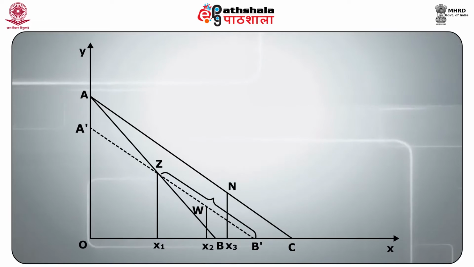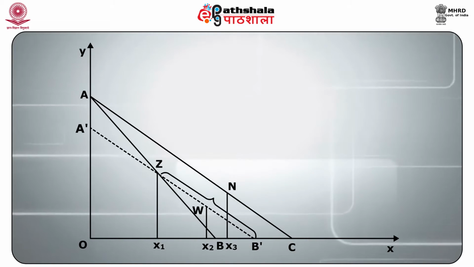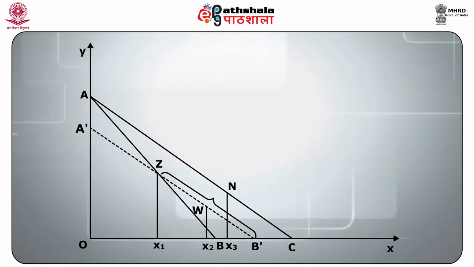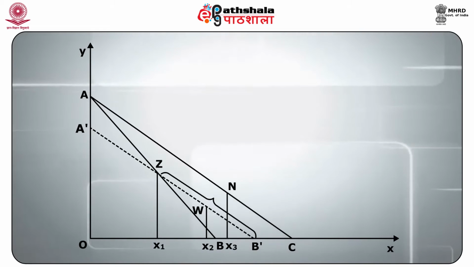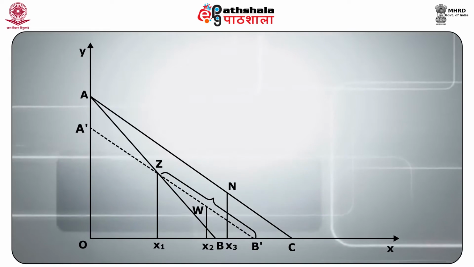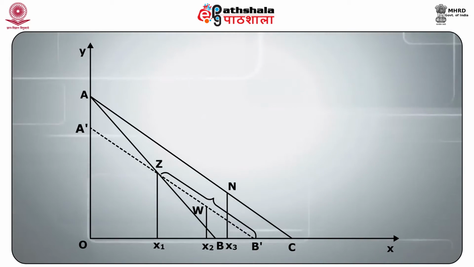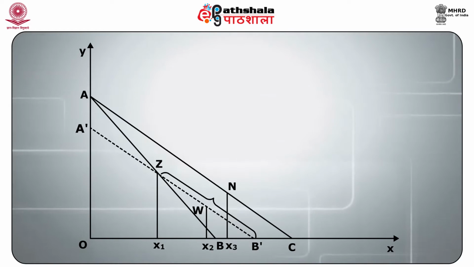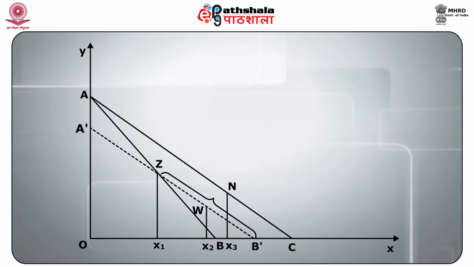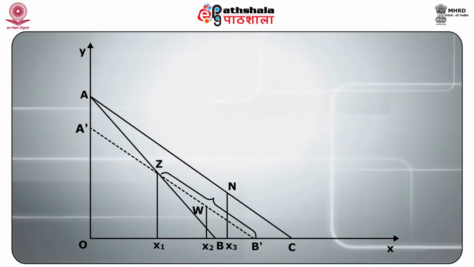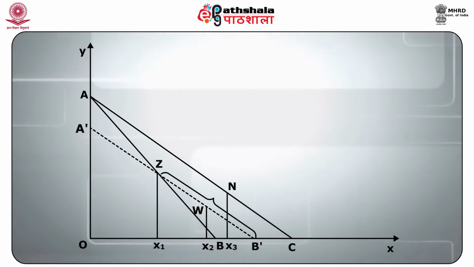So, if we consider the figure, what has happened is that at Z there was X1 of commodity X. Now the price of X has fallen, so the budget line has shifted from AB to A prime B prime.